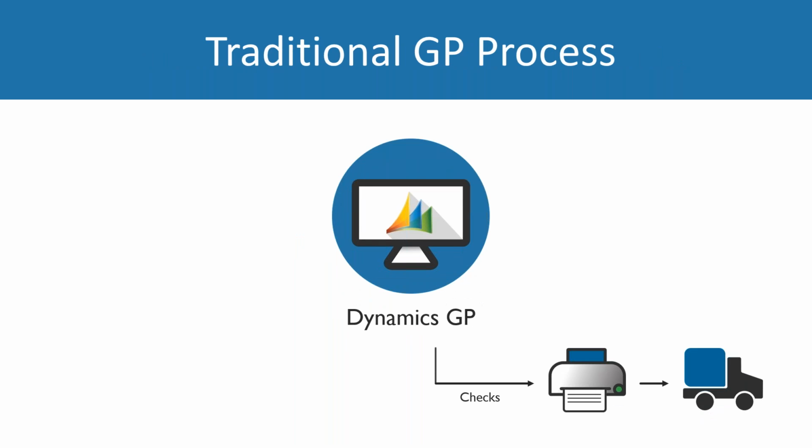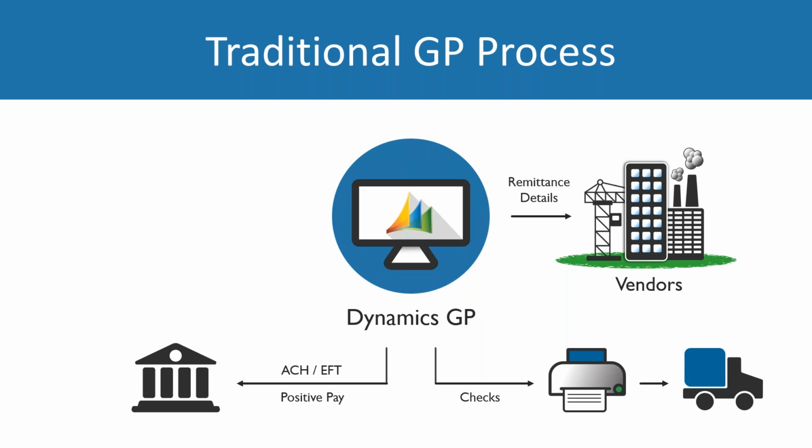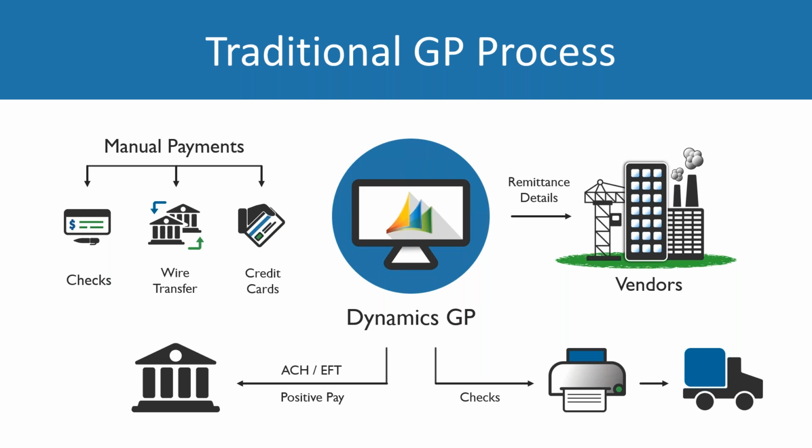So today in GP, when you're printing your checks, you basically print them, you stuff them in an envelope, you put a stamp on it, and you throw that in the mail, right? Well, with ACH, again, there's still a lot of manual processes that are involved with it. You have that file that you need to generate, which then you send over to your bank. Now, don't forget, on the vendor side of things, you have all of those remittance details. So they're going to want to know the invoices that have been paid, how much those invoices were for, and so forth. And then you just have your typical manual payments. So your credit cards, your wire transfers, as well as your checks.